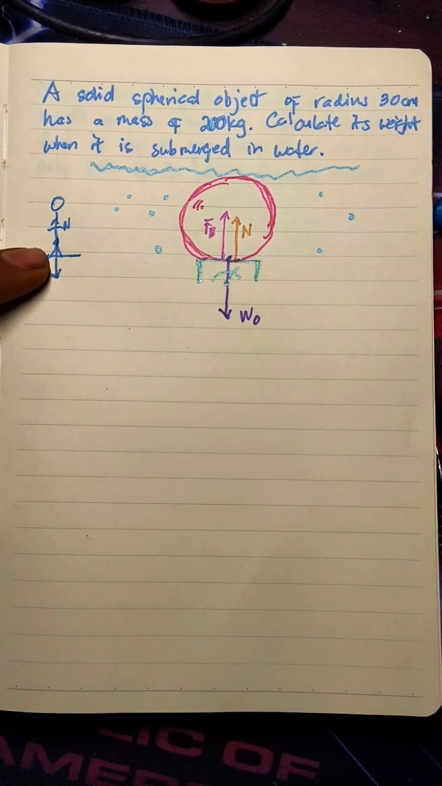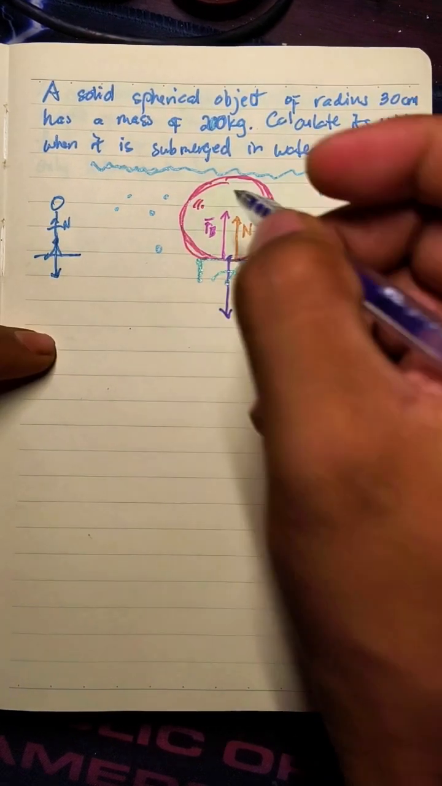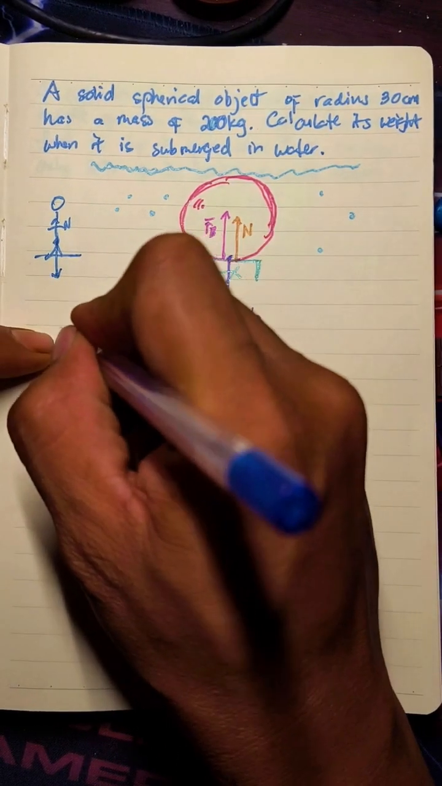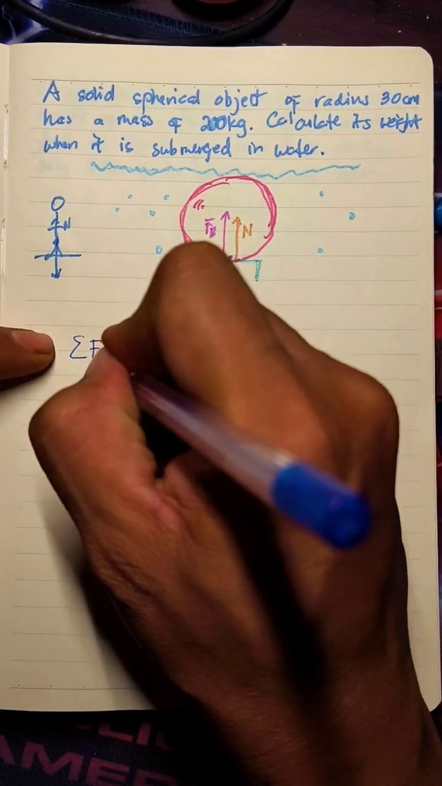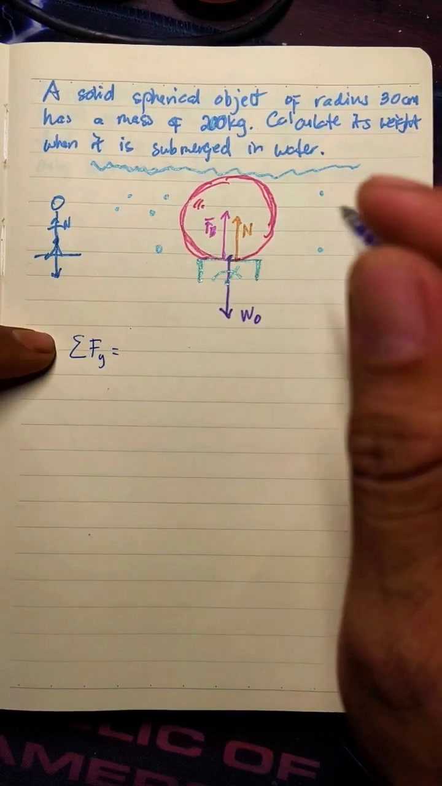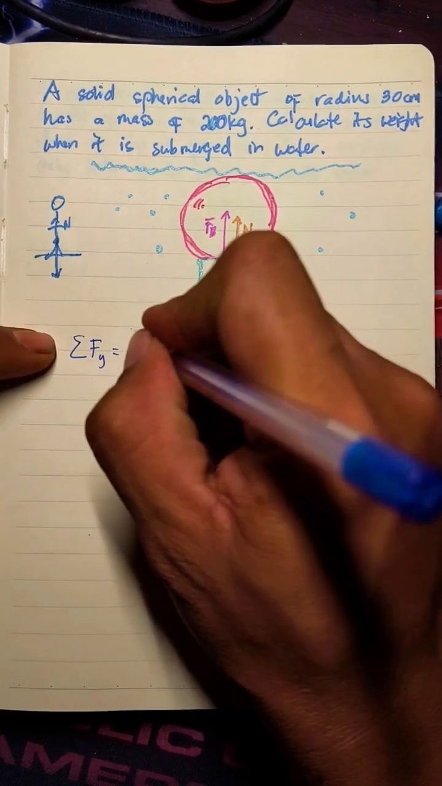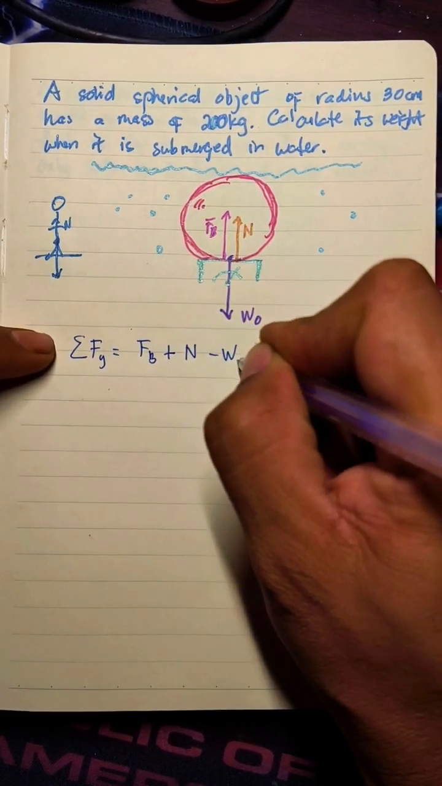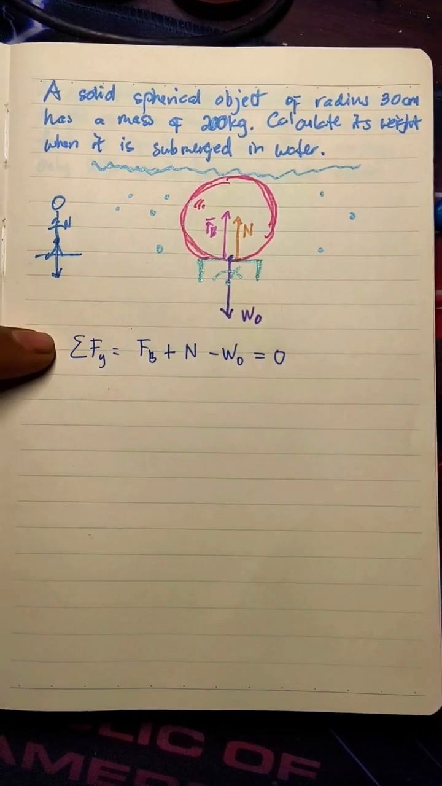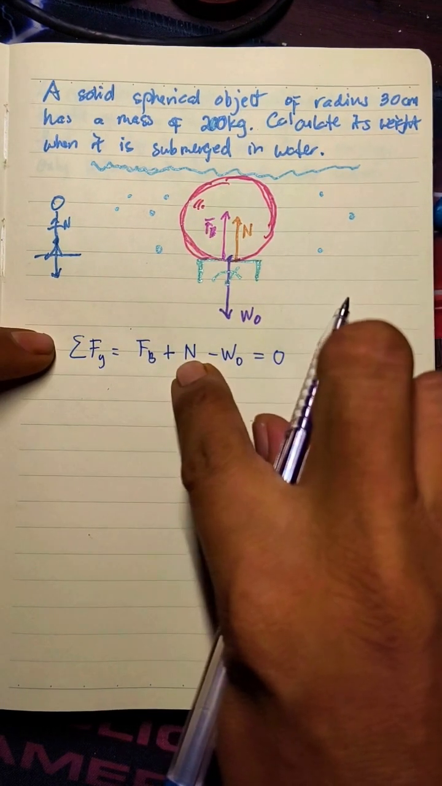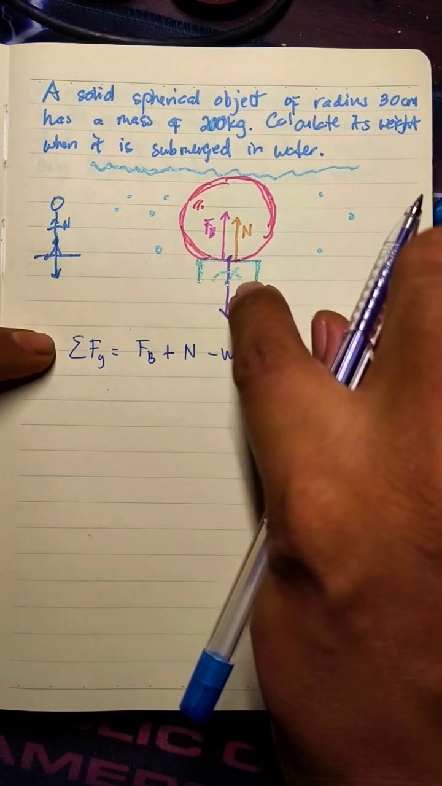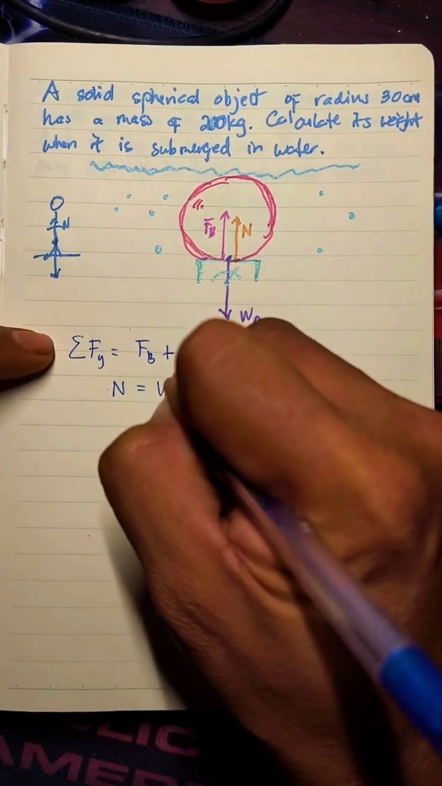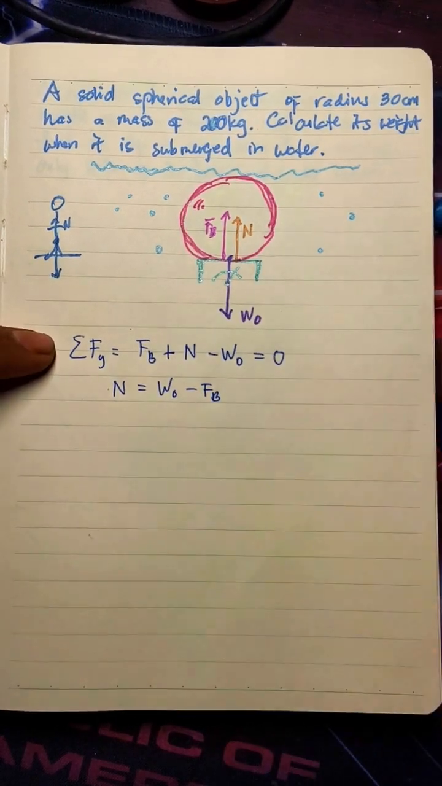Now let's write this equation in terms of Newton's laws. Here we are in static equilibrium, so the summation of forces along y, since we don't have any forces along x, is: the buoyant force plus the normal force minus the weight of the object equals 0. So this normal force, which is the weight that's going to be measured by this weighing scale, is equal to the weight of the object minus the buoyant force.